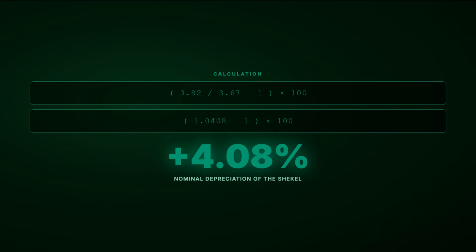So let's just plug in the numbers from our 2023 example. We take the new rate, 3.82, and divide it by the old one, 3.67. That gives us about 1.0408. Now, subtract 1, and we're left with 0.0408. Multiply that by 100, and we've got our answer. And there it is, a positive 4.08%. So what does that tell us? It tells us the Israeli shekel had a nominal depreciation of 4.08% against the dollar in 2023. That positive number is the key. It confirms the currency got weaker.